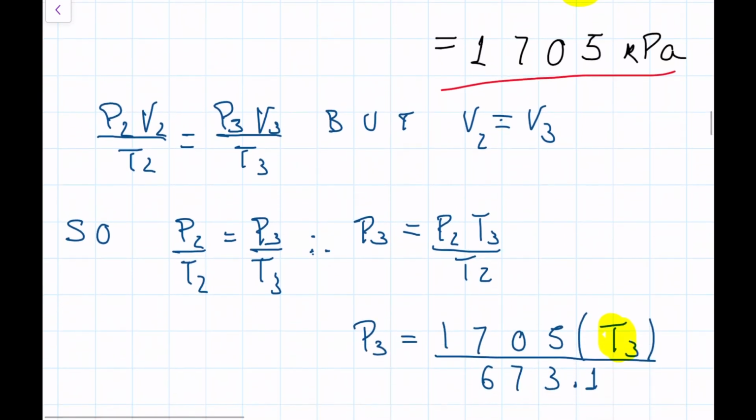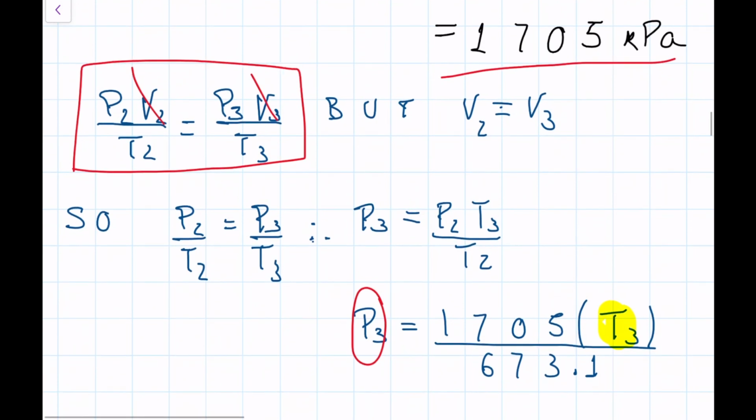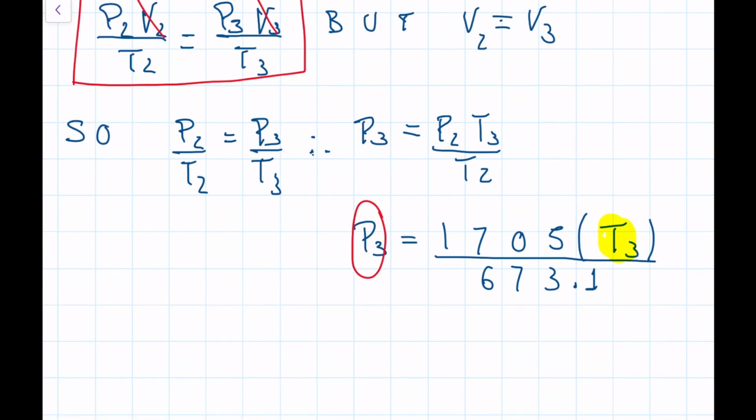Okay, so again, doing the same relationship, but now for P2 and P3, and we know that volume 2 and volume 3 are the same, right? It's an isovolumetric process, so these guys are the same. I can divide by them, they go away, and we're left only with the relationship between the pressures and the temperatures. Okay, so P3, which is one of the things we want to determine, equals P2, which we have, times T3, which we don't have yet, divided by T2. Right, so for us to find the pressure at 3, we first need to find the temperature at 3. Right, so we're just going to leave this guy on pause for now. Let's go find the temperature 3.